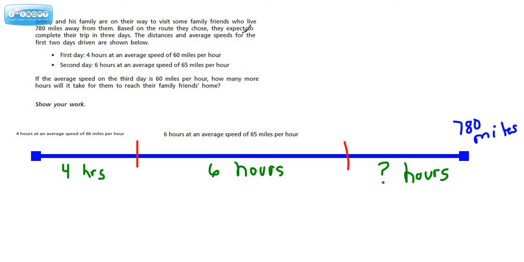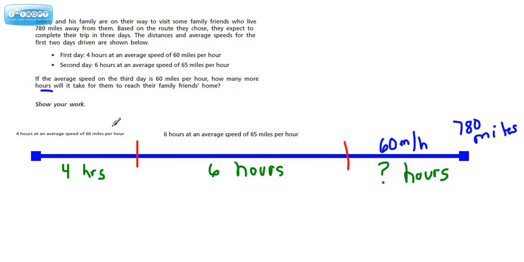The distances and average speeds for the first 2 days driven are shown below. So they give you this. I put that here: 4 hours at an average speed of 60 miles per hour. And on the second day, 6 hours at an average speed of 65 miles per hour. If the average speed on the third day is 60 miles per hour, so let's write that down, 60 miles per hour, how many more hours will it take for them to reach their family friend's home?